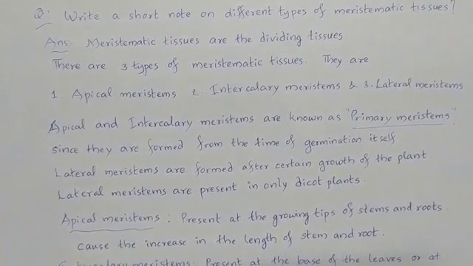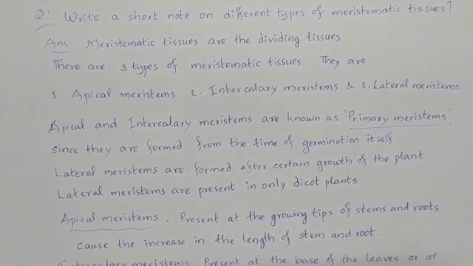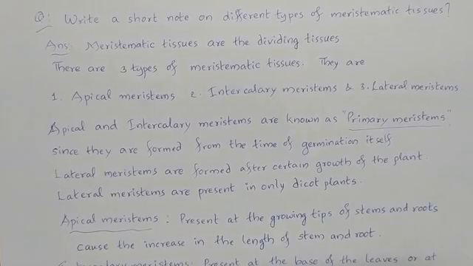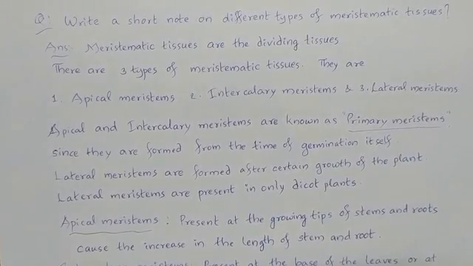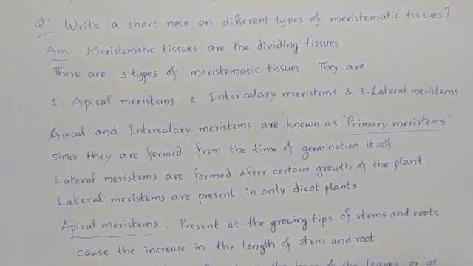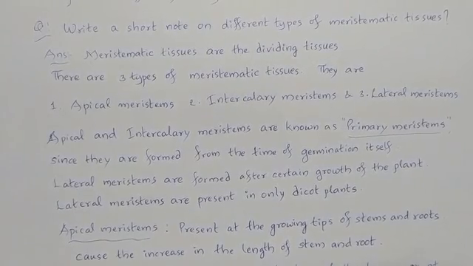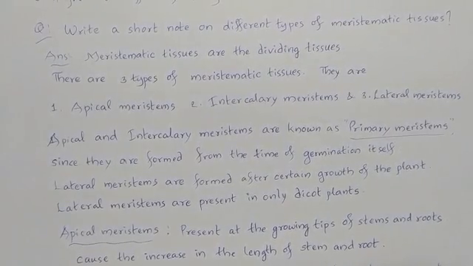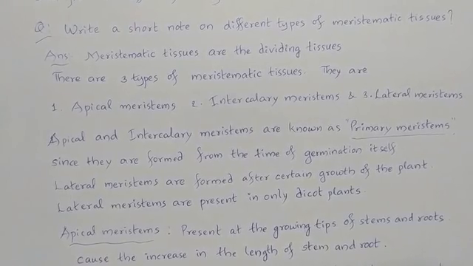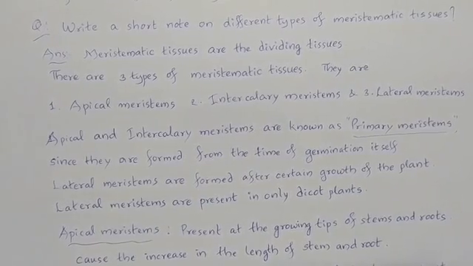Write a short note on different types of meristematic tissues. What is meristematic tissue? Meristematic tissues are the dividing tissues. The cells of the meristematic tissues have the ability to divide. There are three types of meristematic tissues. They are apical meristems, intercalary meristems, and lateral meristems.